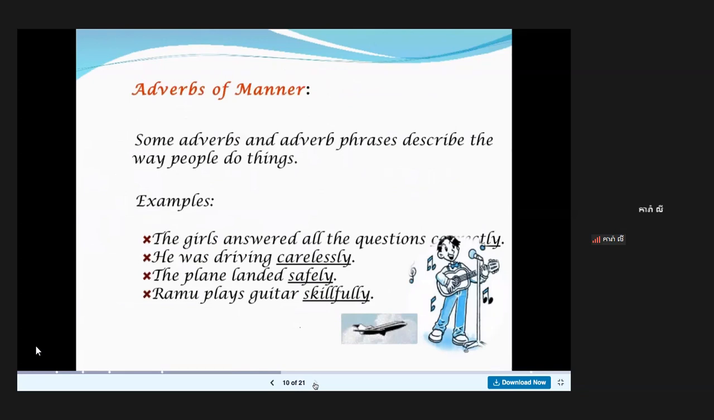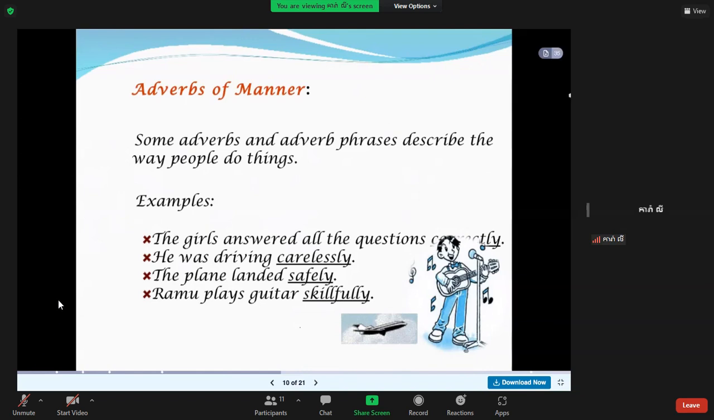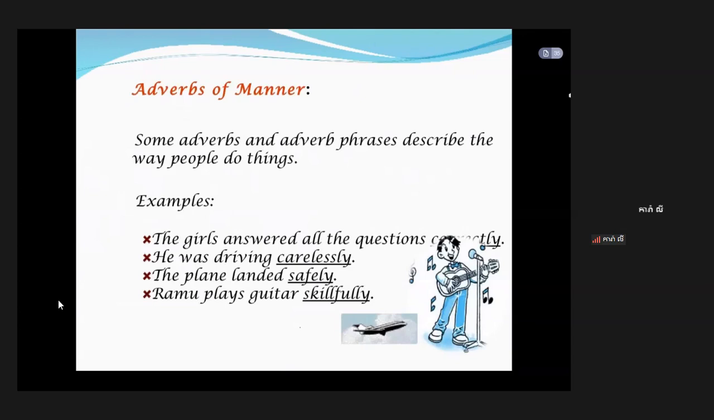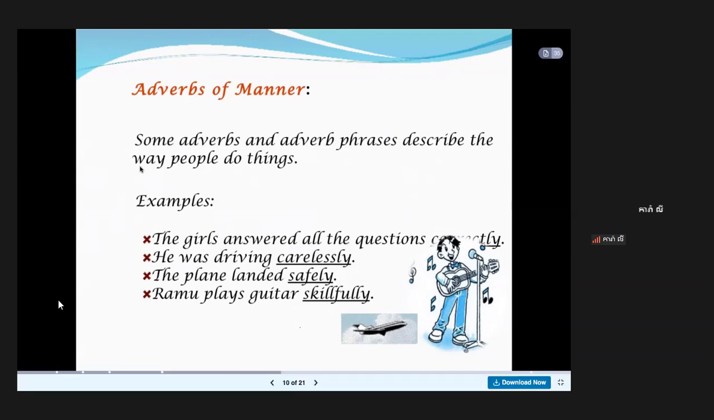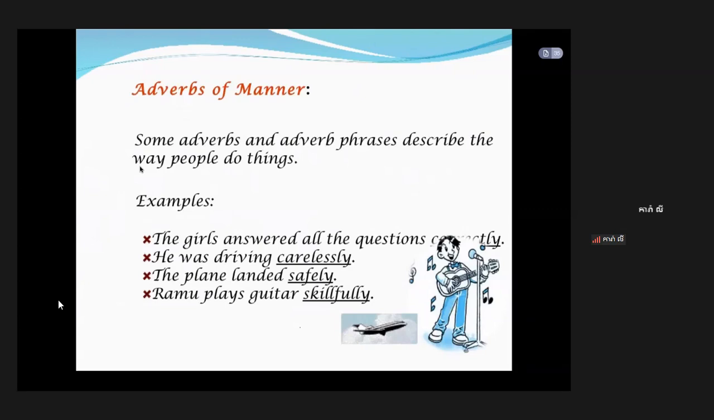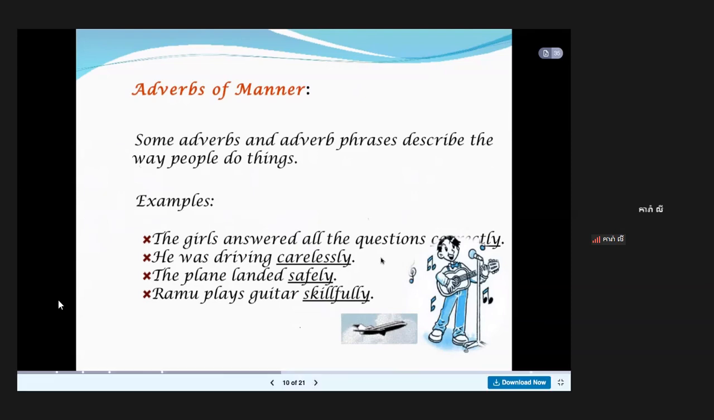So now we have adverbs of manner. Now, this is more important to pay attention to right now, so you can begin to use it when you speak English and so you can teach it to your students. Adverbs of manner. Some adverbs and adverb phrases describe the way people do things or how they do something. So here are our examples.